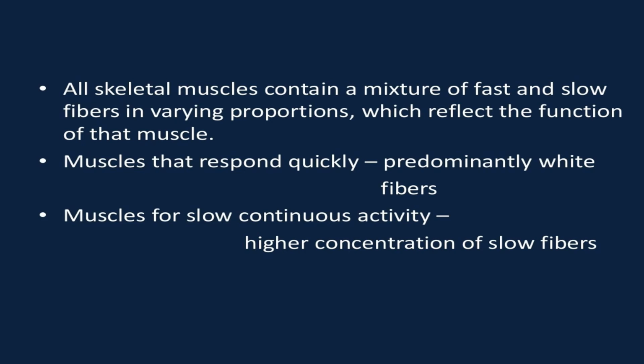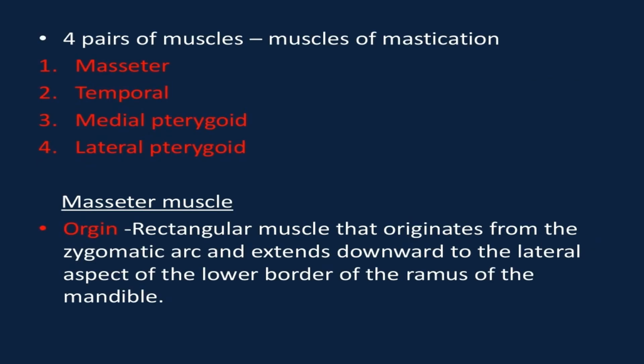All skeletal muscles contain a mixture of fast and slow fibers in varying proportions, which reflect the function of that muscle. Muscles that respond quickly have predominantly white fibers. Muscles for slow continuous activity have a higher concentration of slow fibers.